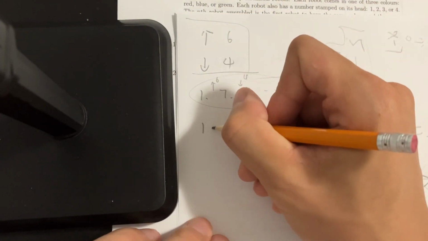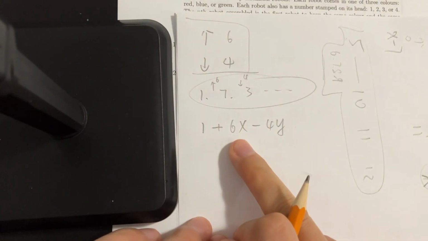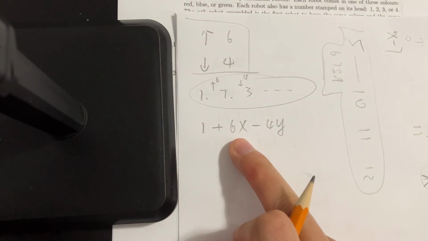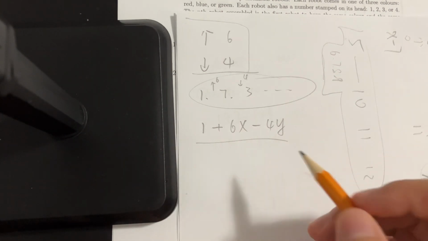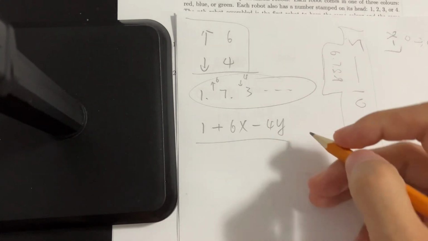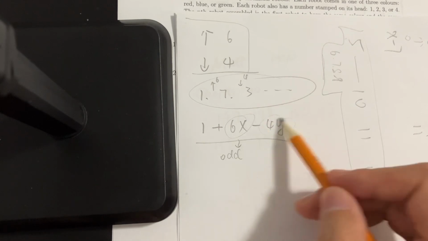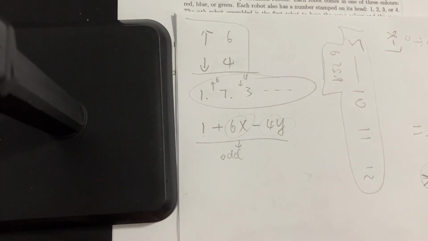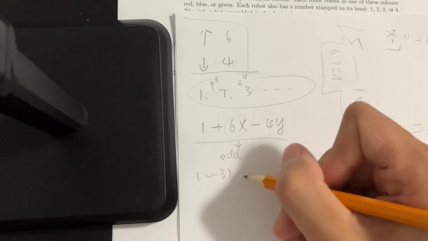And this one would look like 1 plus 6x minus 4y, okay? You're going to move up x times and then move down y times, and then you have this number. That means that this part is an even number, and this part is an even number, and 1 is odd. So in total, it has to be an odd number. So 2 is not achievable, nor is 4, nor is 30. Anything between 1 and 31, but it has to be an odd number.